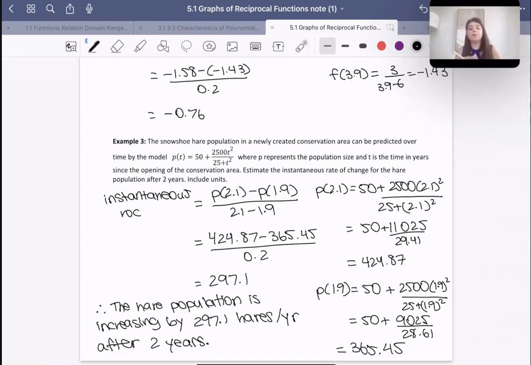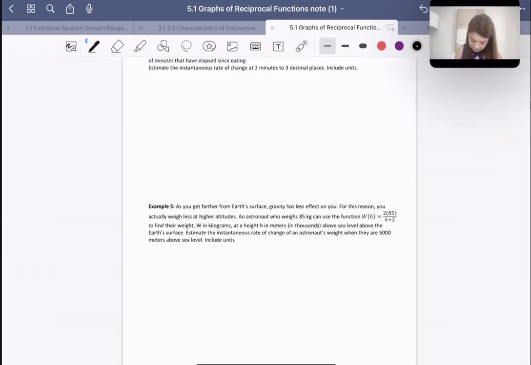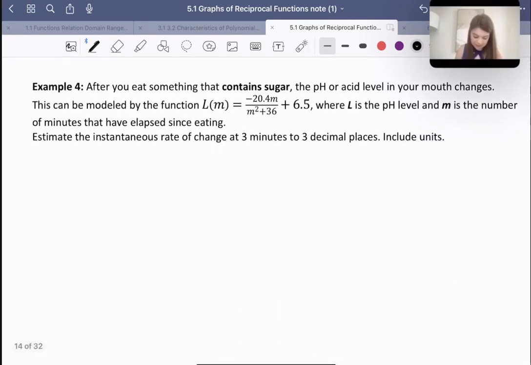Well, approximately, I should say. That's our approximate instantaneous rate of change, because technically we haven't learned the calculus method for finding the instantaneous rate of change. But as far as this course is concerned, this is the best way we know how to do it, and this will get you the full mark. Okay, let's do 2 more examples here.